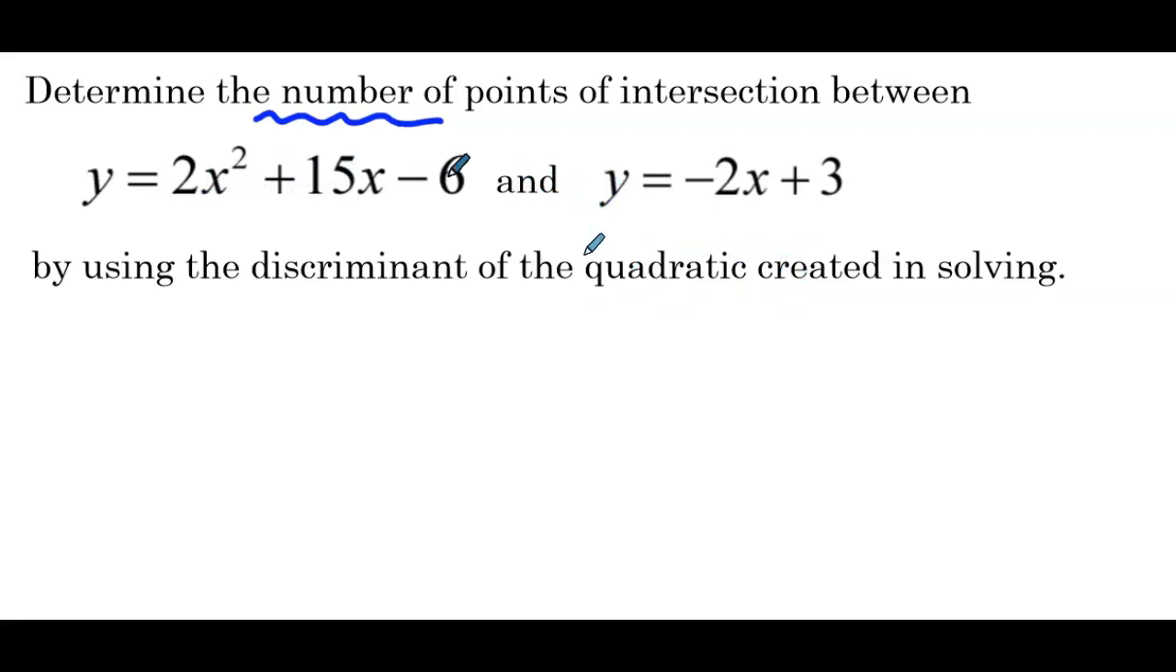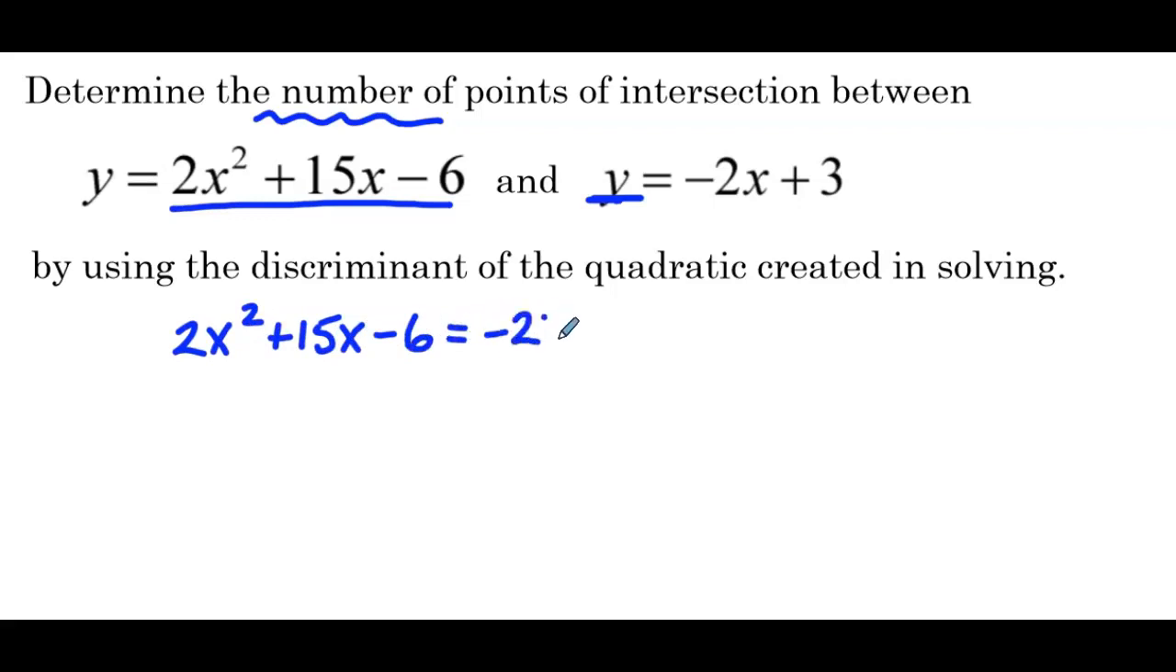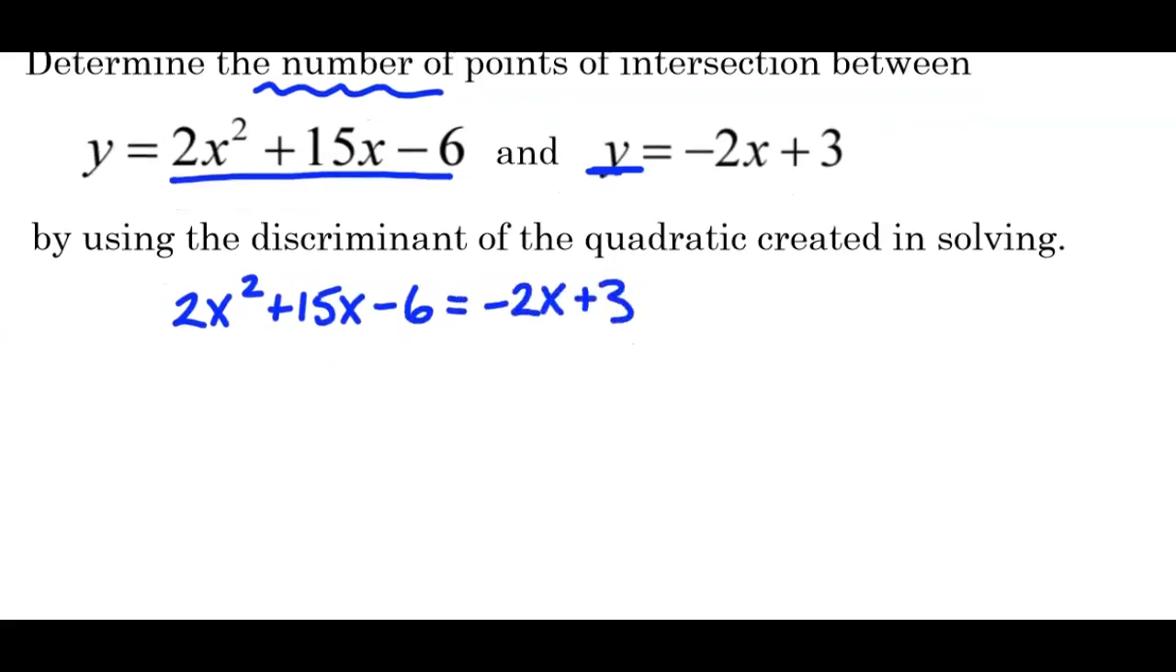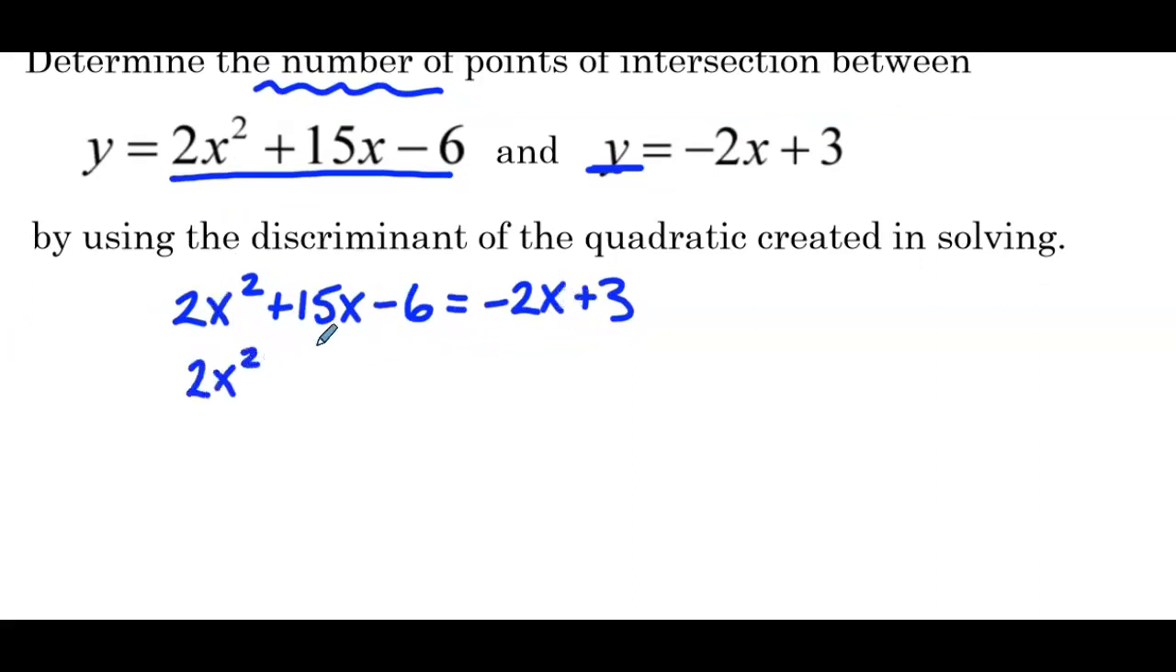So we'll solve by substitution. So we'll substitute 2x squared plus 15x minus 6 in for y. So we have 2x squared plus 15x minus 6 equals negative 2x plus 3. So we have a quadratic equation we're trying to solve, so we'll set it equal to 0. So we have 2x squared, we'll add 2x on both sides, so plus 17x, and subtract 3 on both sides, so minus 9 equals 0. Well, this is the quadratic that I'm trying to solve in order to come up with the solutions to the system of equations, so the problem wants me to find the discriminant of this quadratic.